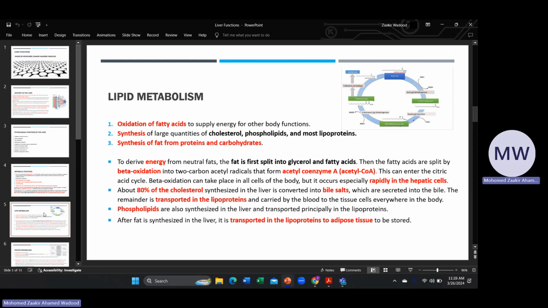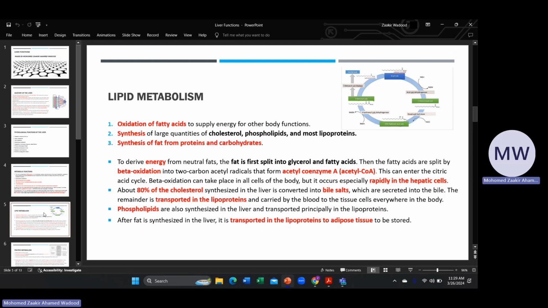So the process, which is not too important, but it's good to have a gist of it, is that fat is initially split into glycerol and fatty acids, and this is done through the process of beta oxidation, eventually to form an important molecule known as acetyl-CoA or acetyl coenzyme A, which can then eventually enter the citric acid cycle.